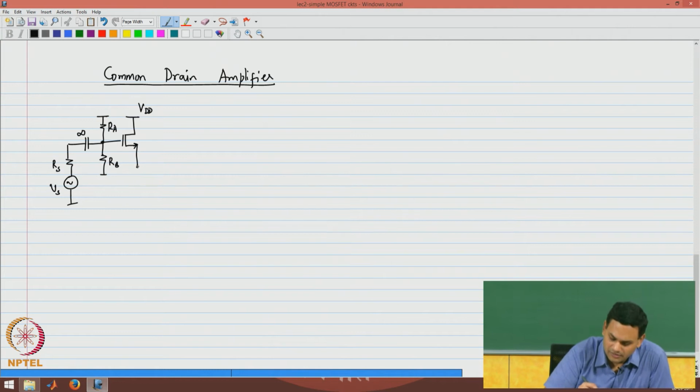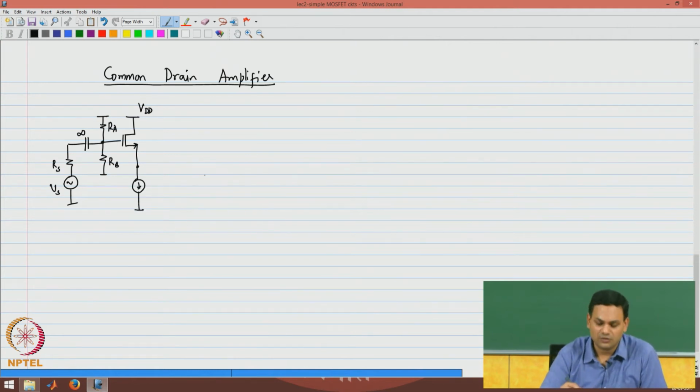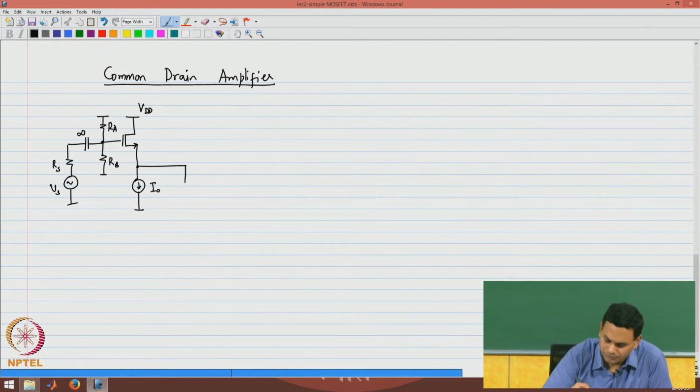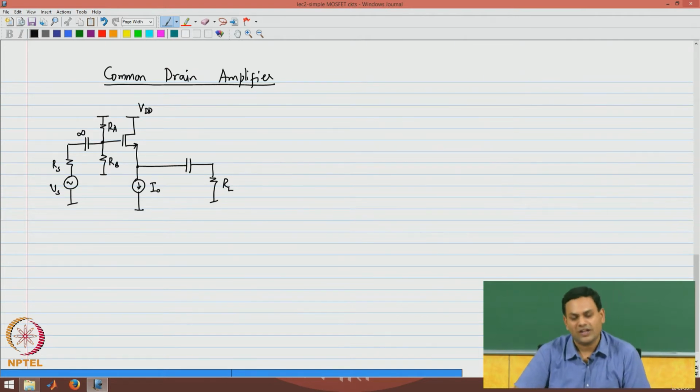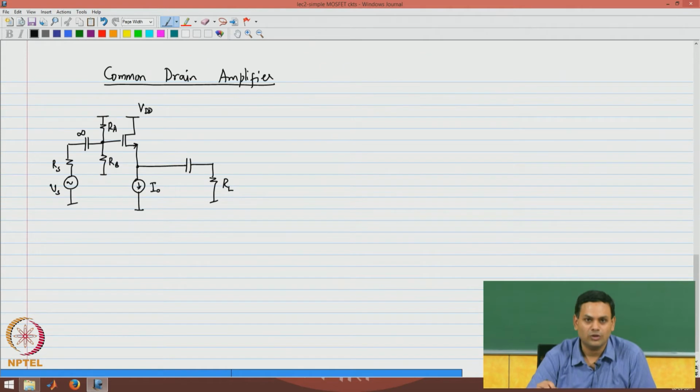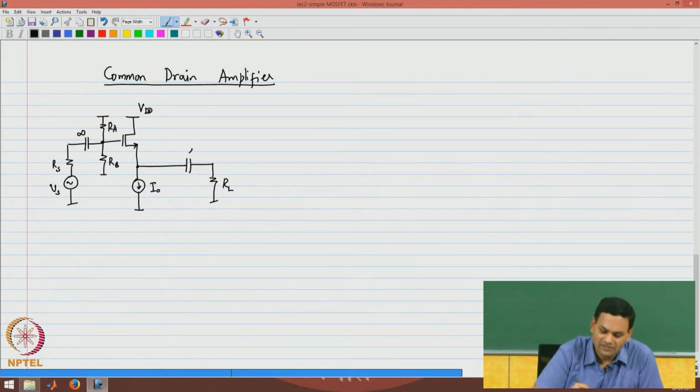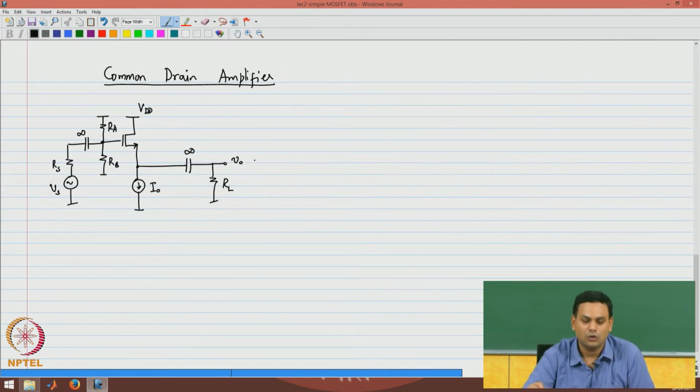At the source terminal, you have a current source that sets the bias current through the transistor, and since you do not want, very often, DC current through the load, you have an infinite capacitor at the output side also, and the output is taken across the load resistance RL.